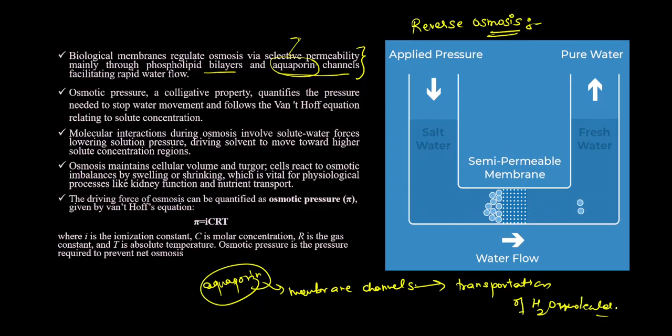Okay, there is another important thing: the driving force of osmosis can be quantified as the osmotic pressure. Some pressure is required to carry out the process of osmosis, and this pressure is known as osmotic pressure, and it is given by pi = iCRT, where pi is the osmotic pressure, i is the ionizing constant, C is the molar concentration, R is the gas constant, and T is the absolute temperature.